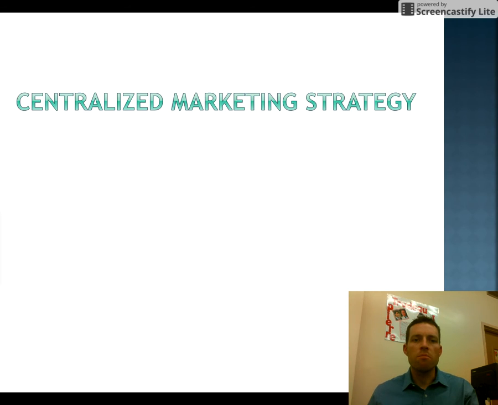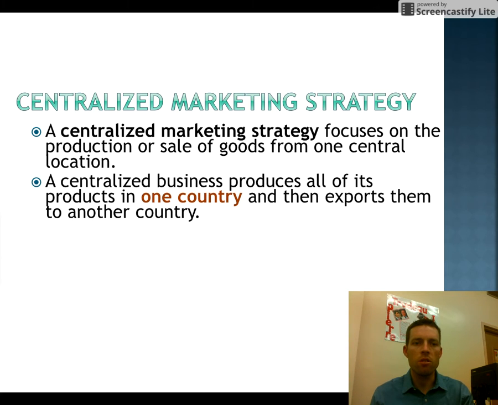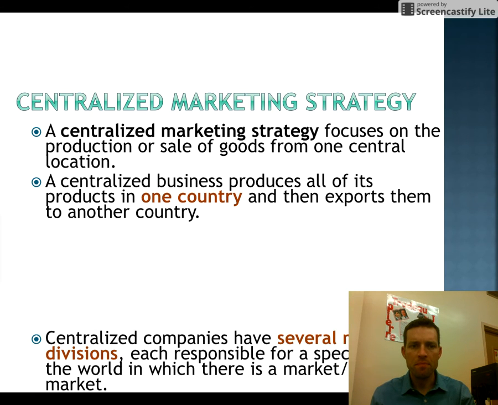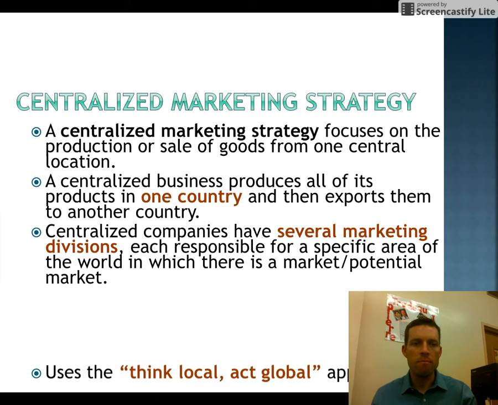Okay, so first, centralized marketing strategy. A centralized marketing strategy focuses on the production or sale of goods from one central location. The centralized business produces all of its products in one country and then exports them to another. The companies have several marketing divisions. Each one of those divisions is responsible for a specific area of the world in which there is a market or potential market. So you've got a division for each foreign location that you're operating.